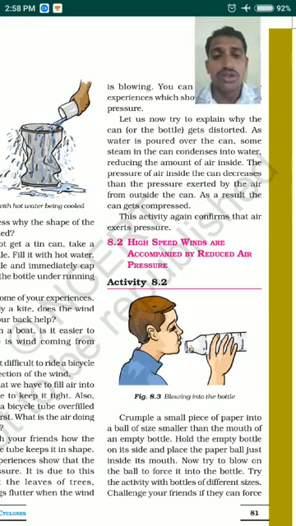So the pressure of the air inside the can decreases compared to the pressure exerted by the air outside the can. The pressure exerted on the can from outside is more than the pressure exerted inside the can, which has decreased. Because the space is reduced, the pressure inside the can is decreased. As a result, the can gets distorted or changes its shape. So this activity again confirms that the air exerts pressure. Now you might have understood why the air exerts pressure on things.